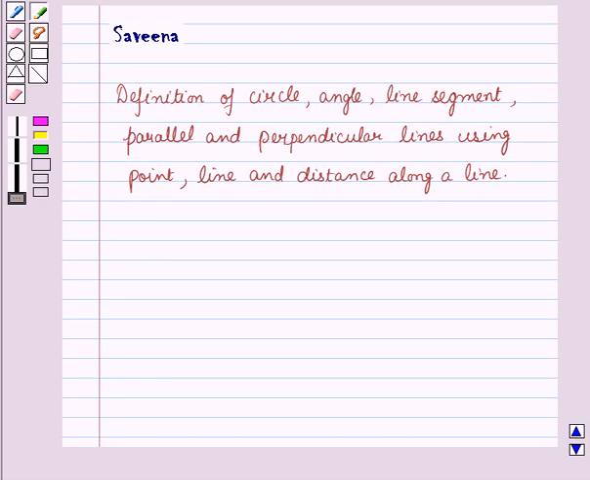In this session, we will discuss the definition of basic concepts used in geometry like line segment, angle, circle, parallel and perpendicular lines, using notion of line, point, distance along a line, and distance around circular arc.